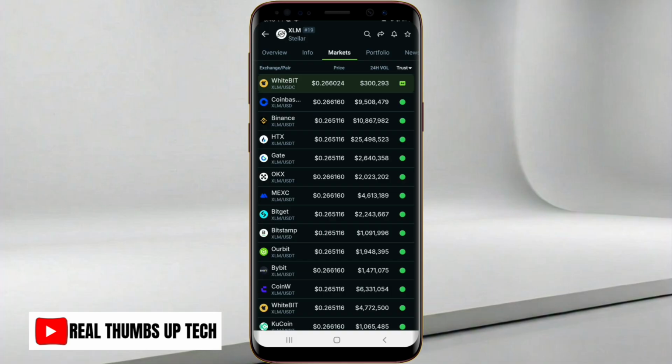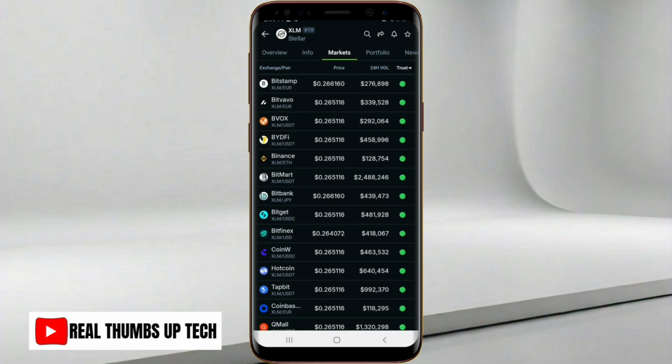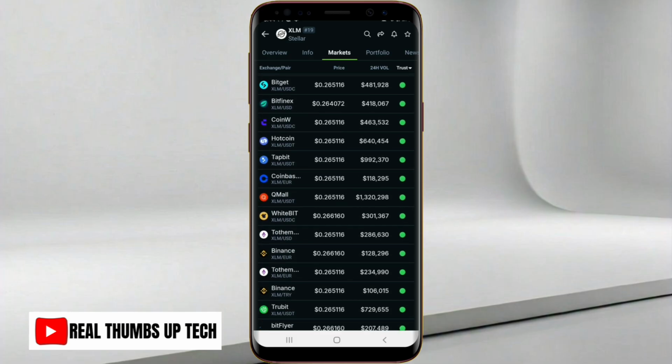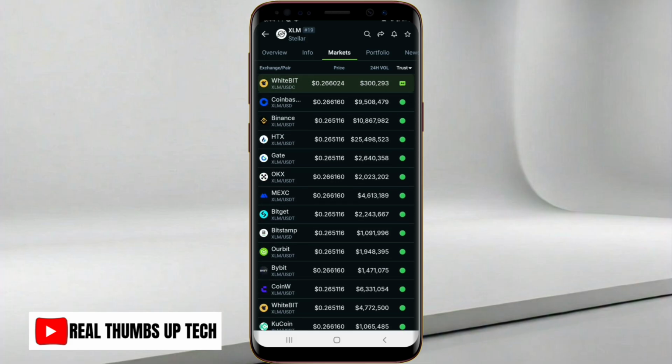The way we benefit from here is we buy a particular coin at a lower rate on an exchange and sell it higher on another exchange. In this case, you see different pairs of XLM. You see XLM paired with USDC, USD, the ones paired with USDT. If you scroll down, you see XLM Ethereum, XLM Euro, XLM JPY, and so on and so forth. So don't confuse yourself. Just pick anyone you want to trade.